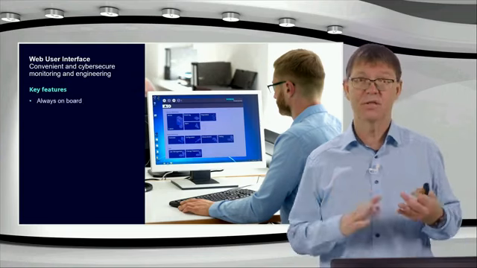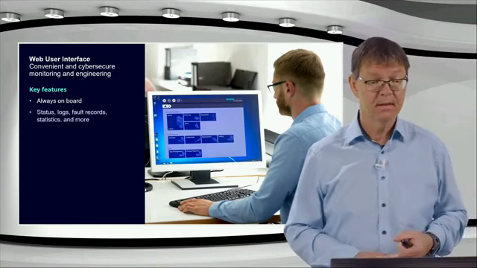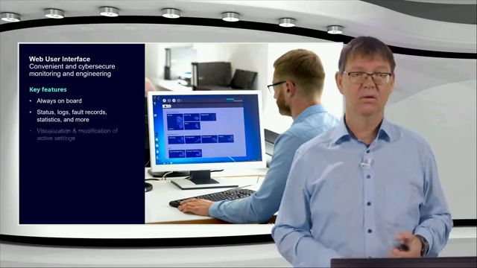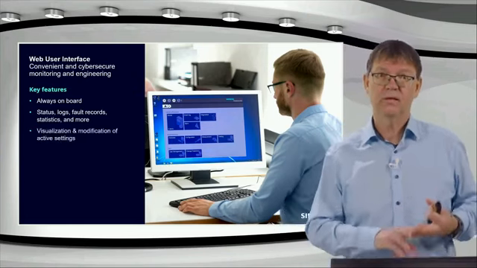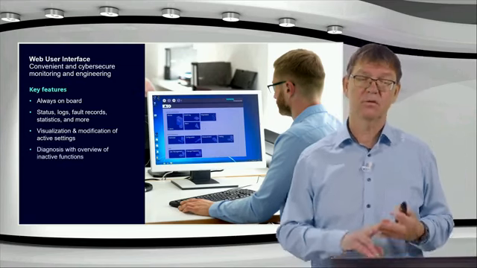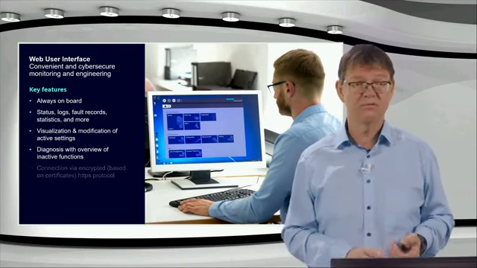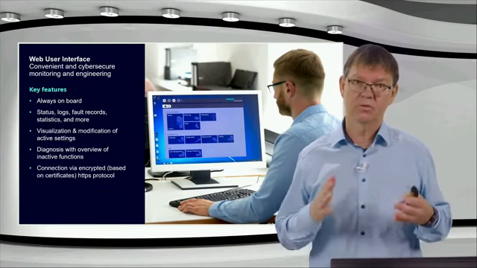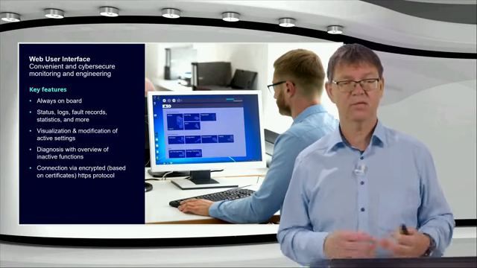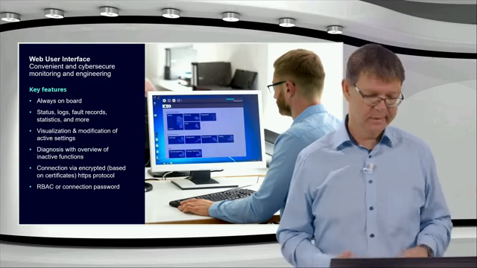And the key feature here is that this is always on board, because this comes from the protection relay. What we can see are status logs, fault records, statistics. We can show and change settings in the relay. Diagnosis and overview of inactive functions. So this gives you a fast overview of what is not active in the relay. And you connect in a safe way via encrypted HTTPS protocol, so either with a password or also with role-based access control if this is set up.